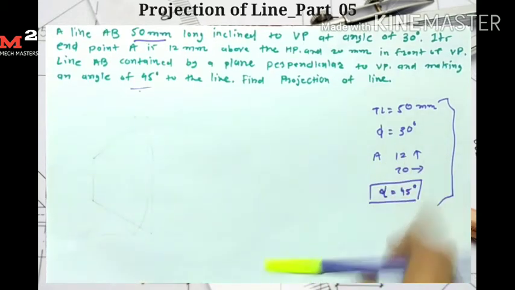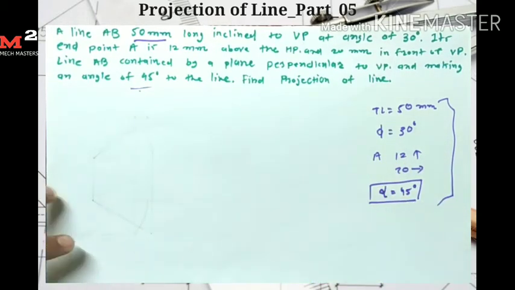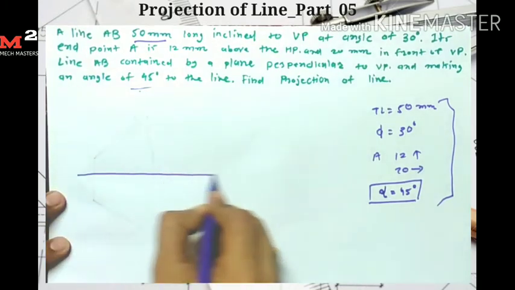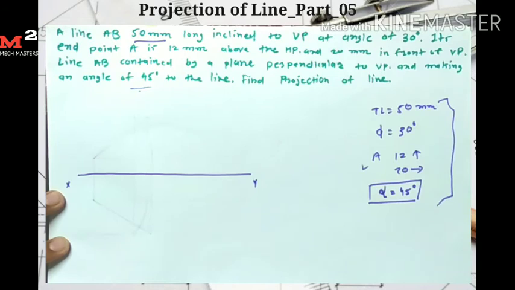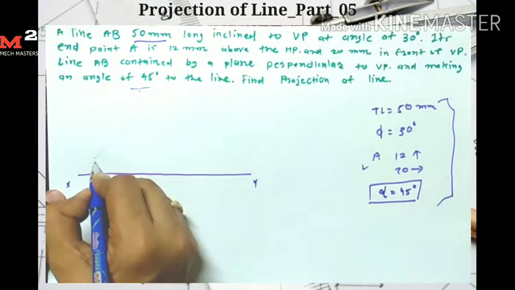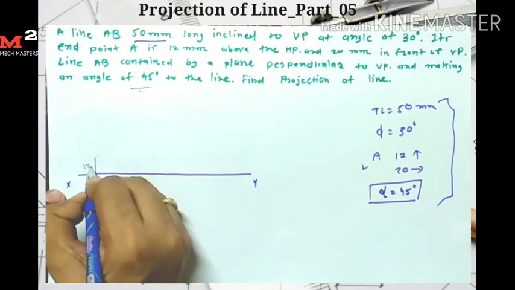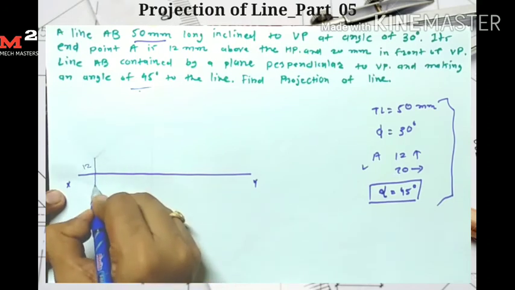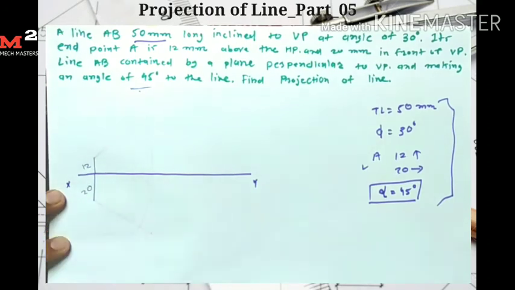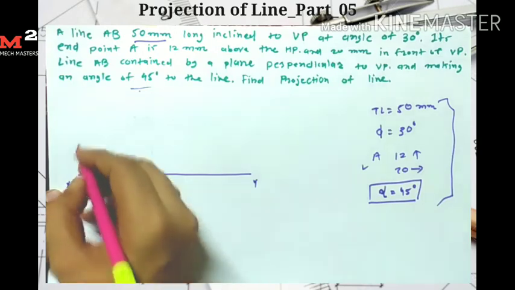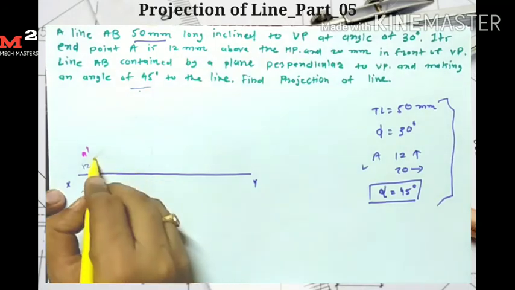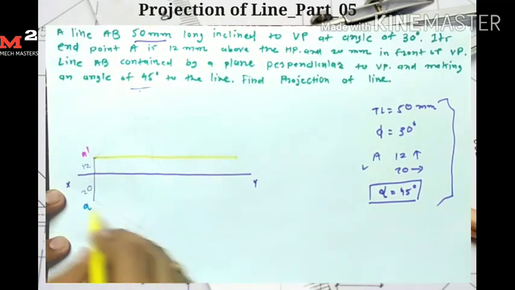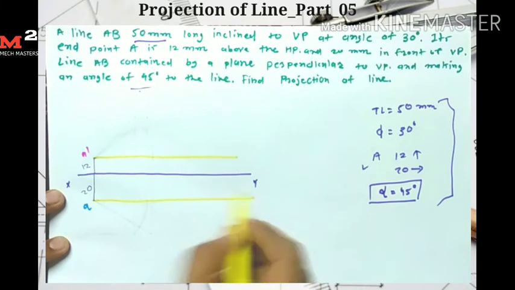So first I present the point A. For that, first I draw the reference line here, XY. Now I represent point A. Point A is 12 mm above HP, so from here I measure the distance 12 mm above HP, and 20 mm in front of VP, so from here I measure 20 mm. So here I get my point A dash and here I get my point A. Now I draw the locus: this one is for locus A dash, this one is for locus A.